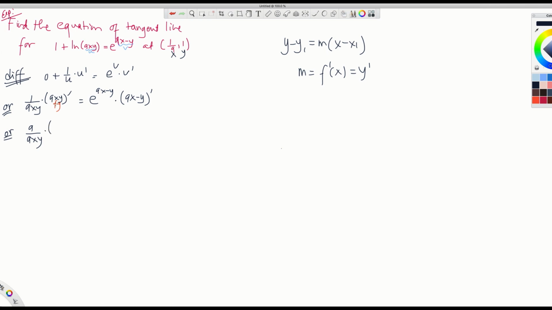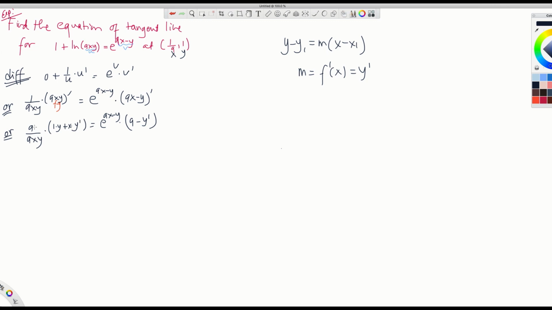Times, it is f prime times g is 1 times y plus x times y prime. You see that? Equals e to the 9x minus y times, what is the derivative of 9x? It is 9 minus y. The derivative of y is y prime. So in the case of plus and minus, the derivative can be distributed. But in the case of the product and the quotient, we have the product rule and the quotient rule to distribute the derivative, to simplify the derivative of the product or the quotient.